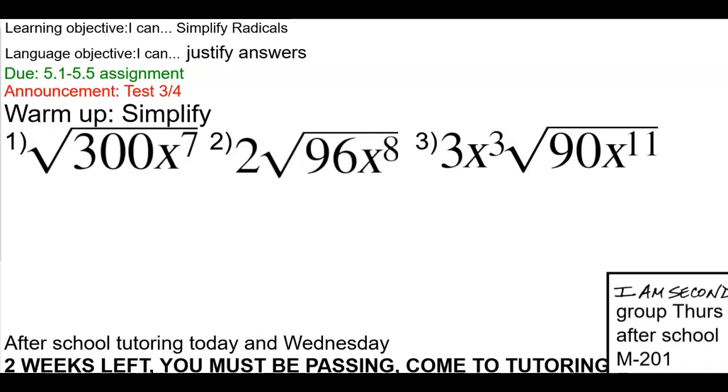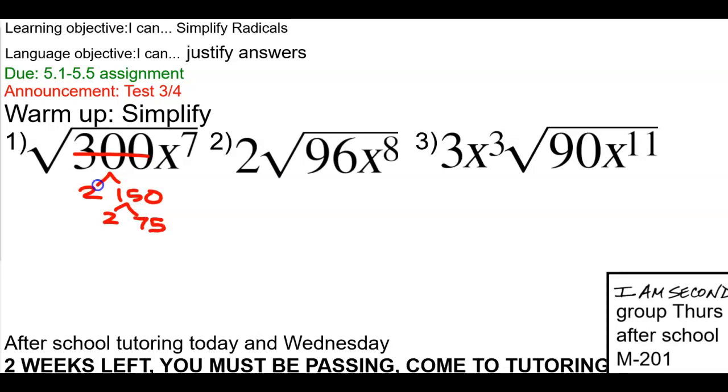Focus. So on number 1, we always start by doing a factor tree, right? Factor tree 300, we always start with the lowest prime number, which is 2, right? 2 times what gives me 300? Okay, 150. 150 ends in a 0, that's even. 2 times what?